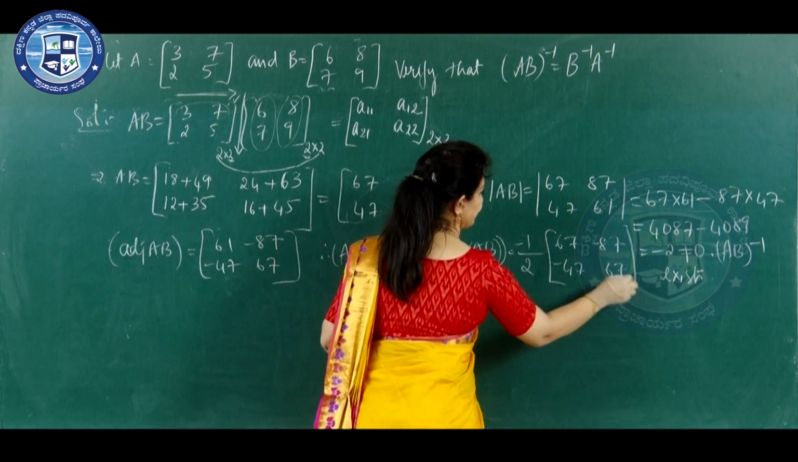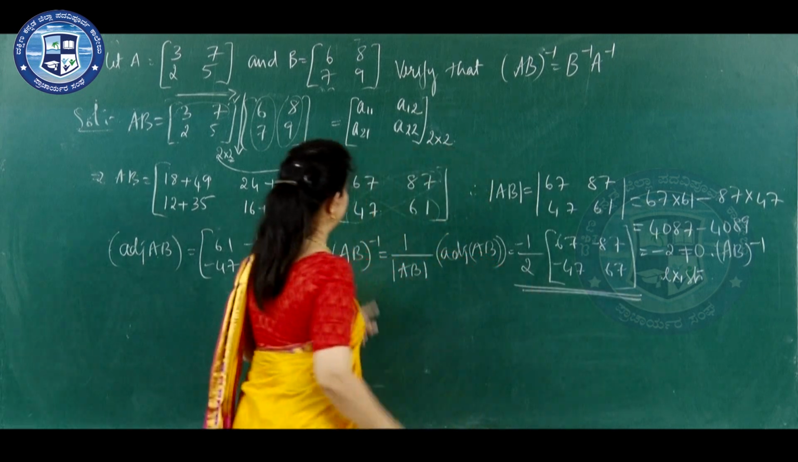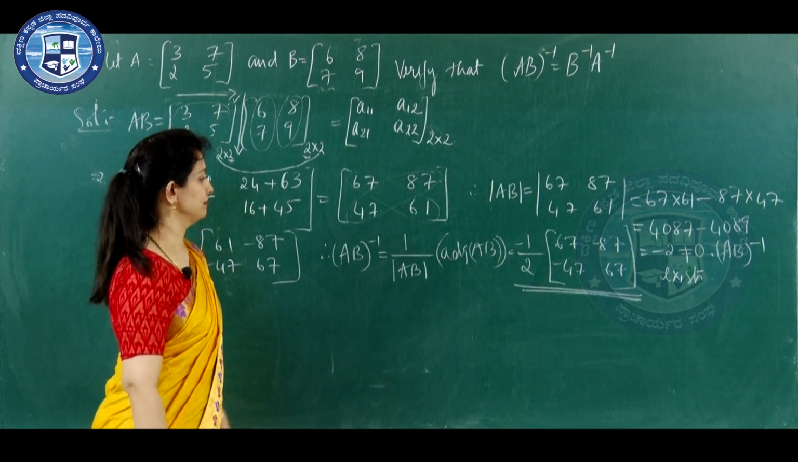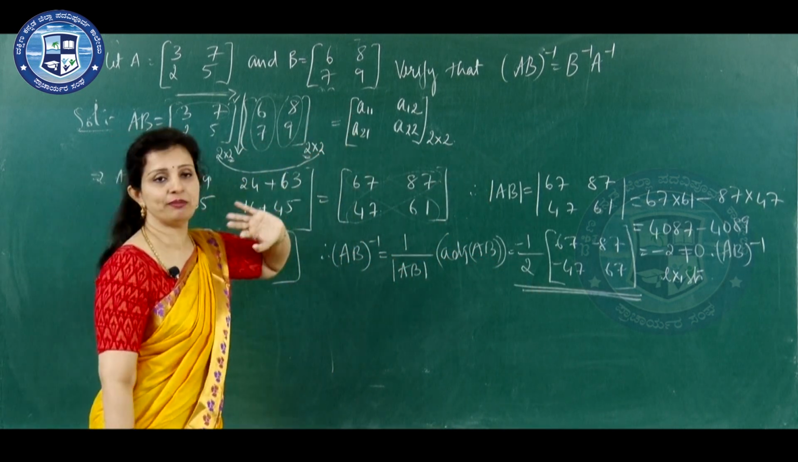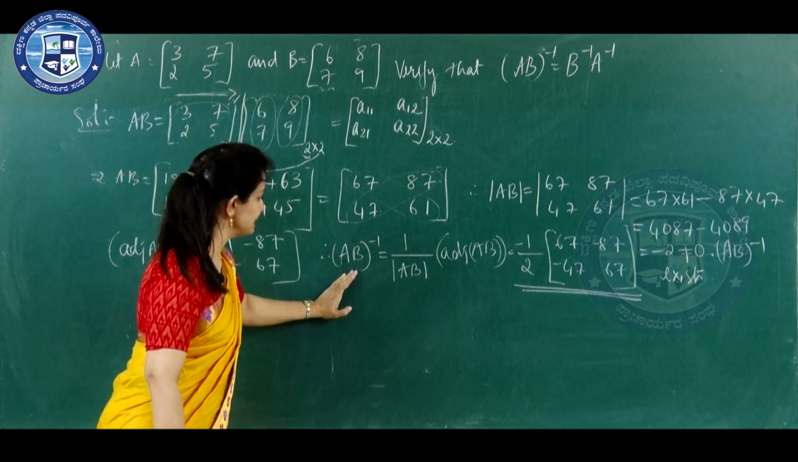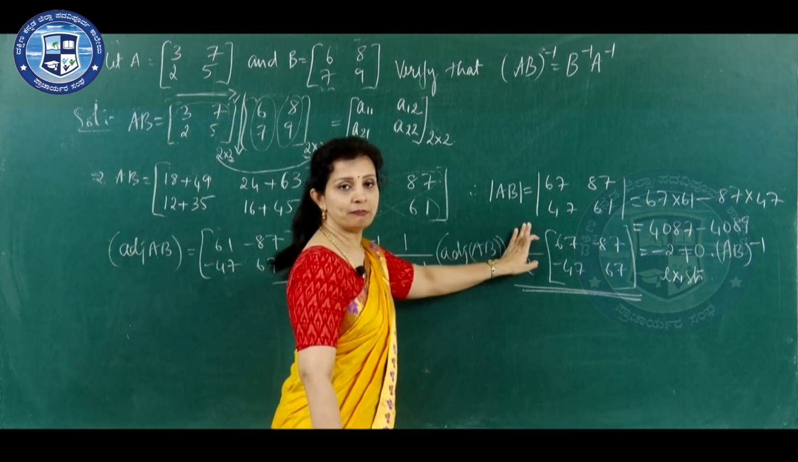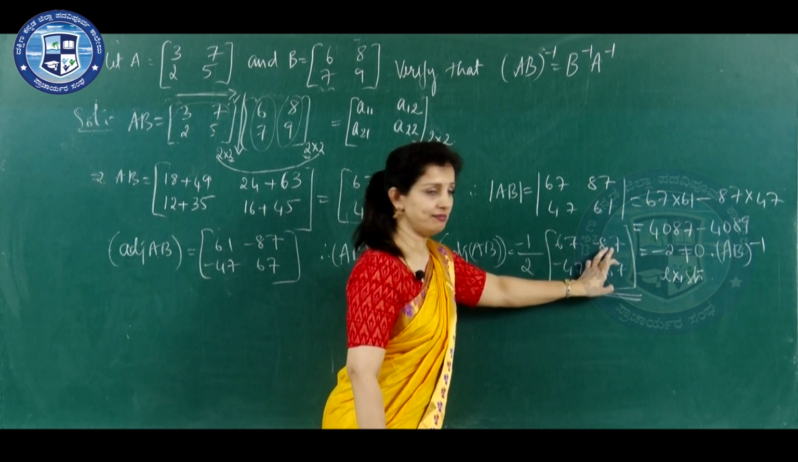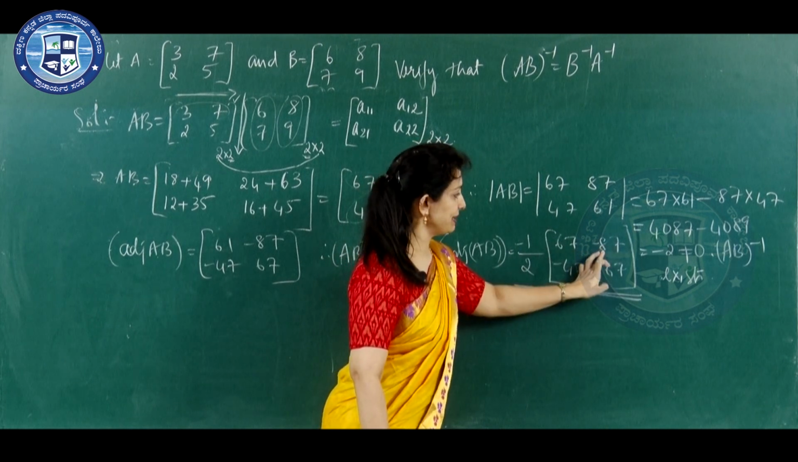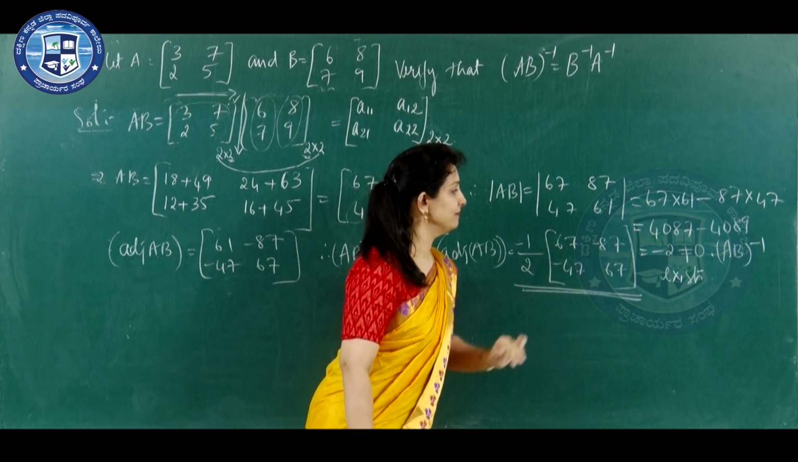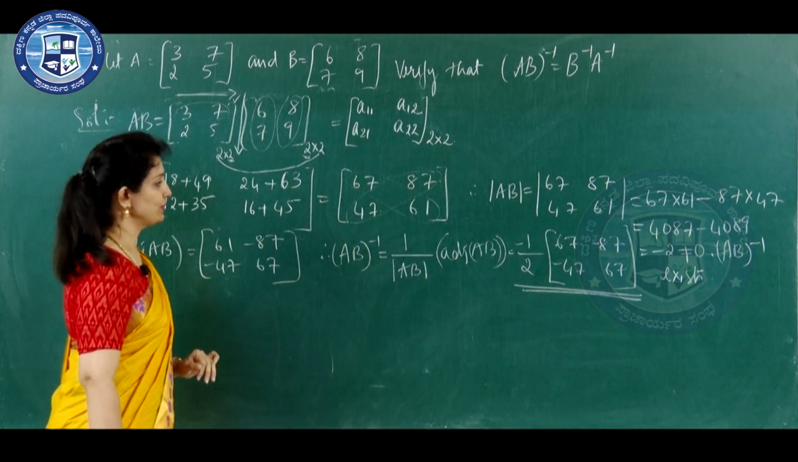So, here we have the inverse of AB. That is what in the LHS, inverse of AB, we got. So, LHS is inverse of AB, which is equal to minus 1 by 2 into the matrix 67, minus 87, minus 47, 67. So, LHS we got.